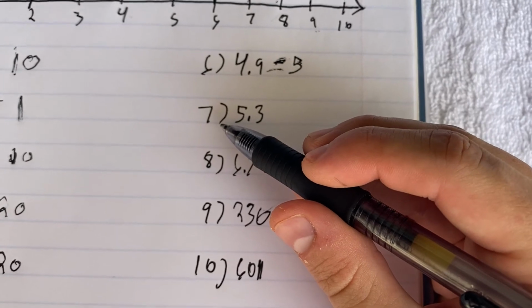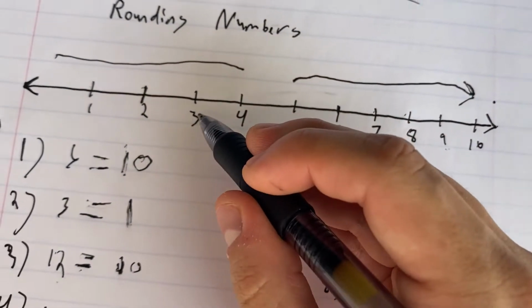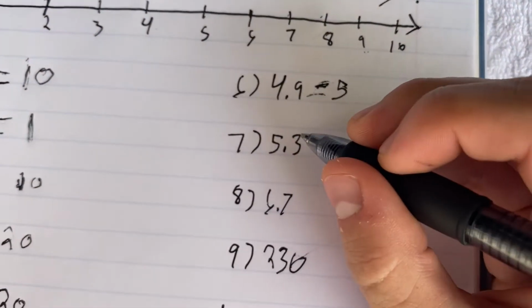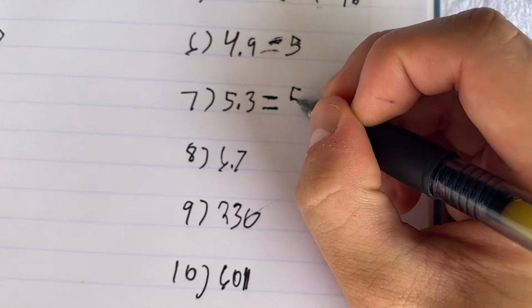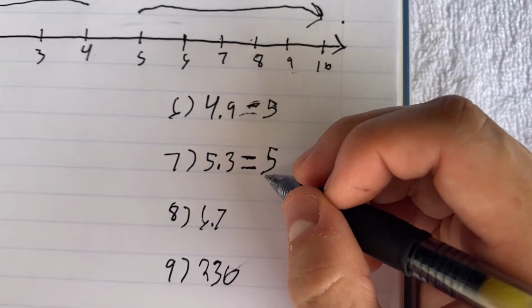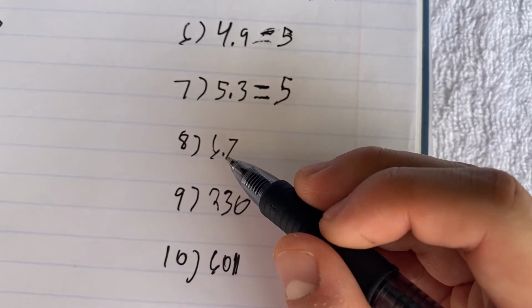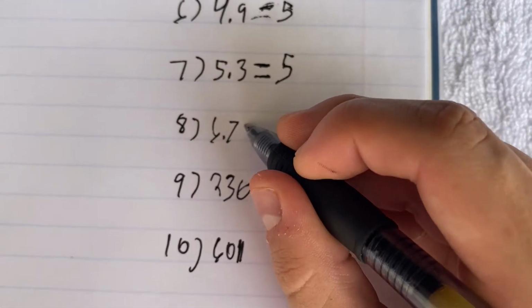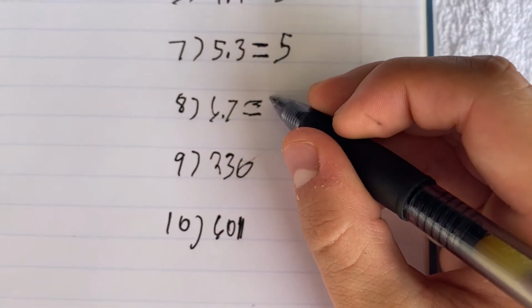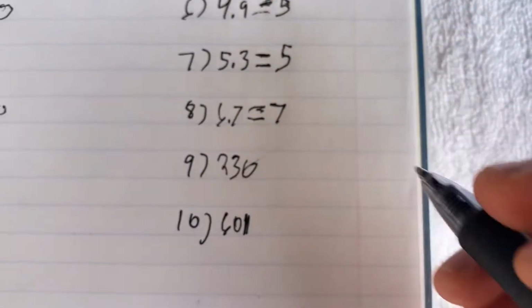Now, let's see here, 5.3. Well, as we see, 3 is right here, so we're going to go to the left. Instead of 5 being 6, it's going to be 5, just like number 6. Ooh, 6.7. Since 7 is right here, that will definitely go to the right. So this will change to 7 instead of 6, as we've seen from number 7.